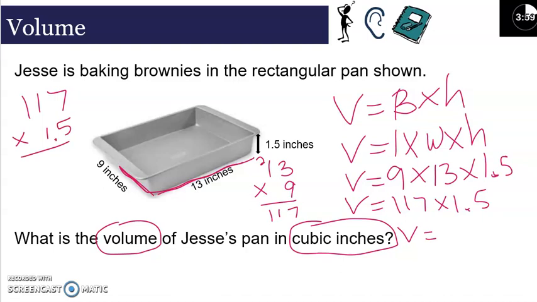Now, when I'm multiplying decimals, I do not have to line up decimals. So I'm just going to pretend I'm multiplying 117 times 15 right now and worry about my decimal at the end. So 7 times 5 is 35. Carry my 3. 5 times 1 plus 3 is 8. 5 times 1 is 5. So that's my first row. I'm done with my 5. Go ahead and cross that out.